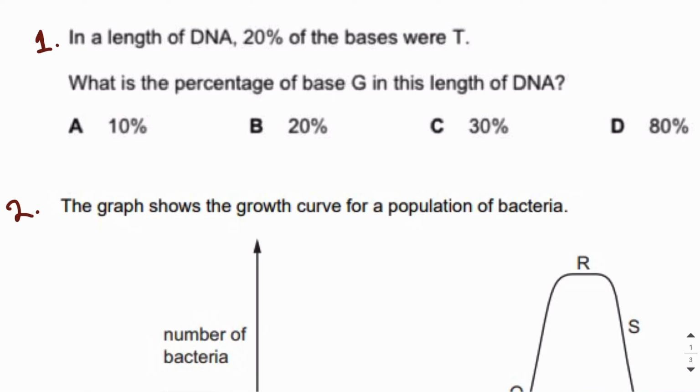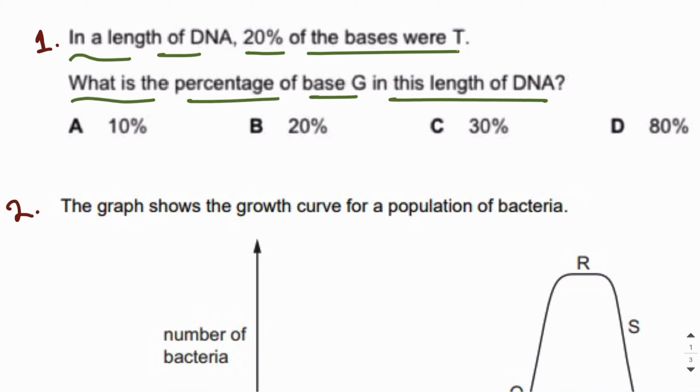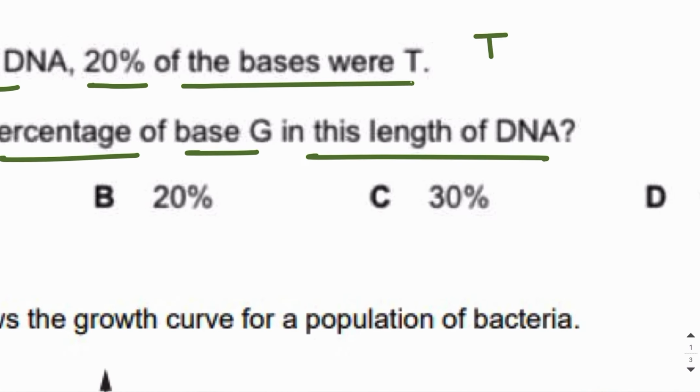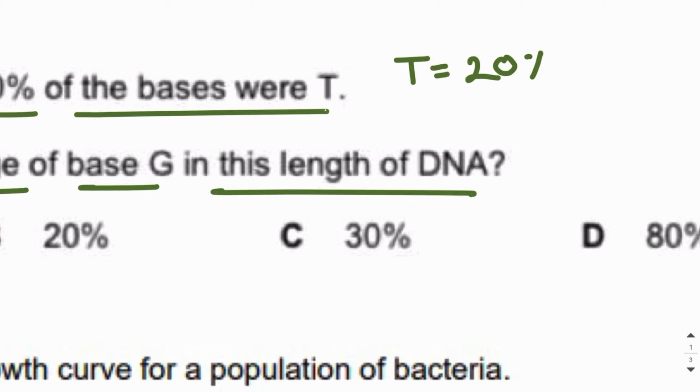Biology 5090. In a length of DNA, 20% of the bases were T. What is the percentage of the base G in this length of DNA? So guys, they have given the information that in a length of DNA, or in a piece of DNA, T bases are 20%. We need to figure out the percentage of base G. So how do we do that?